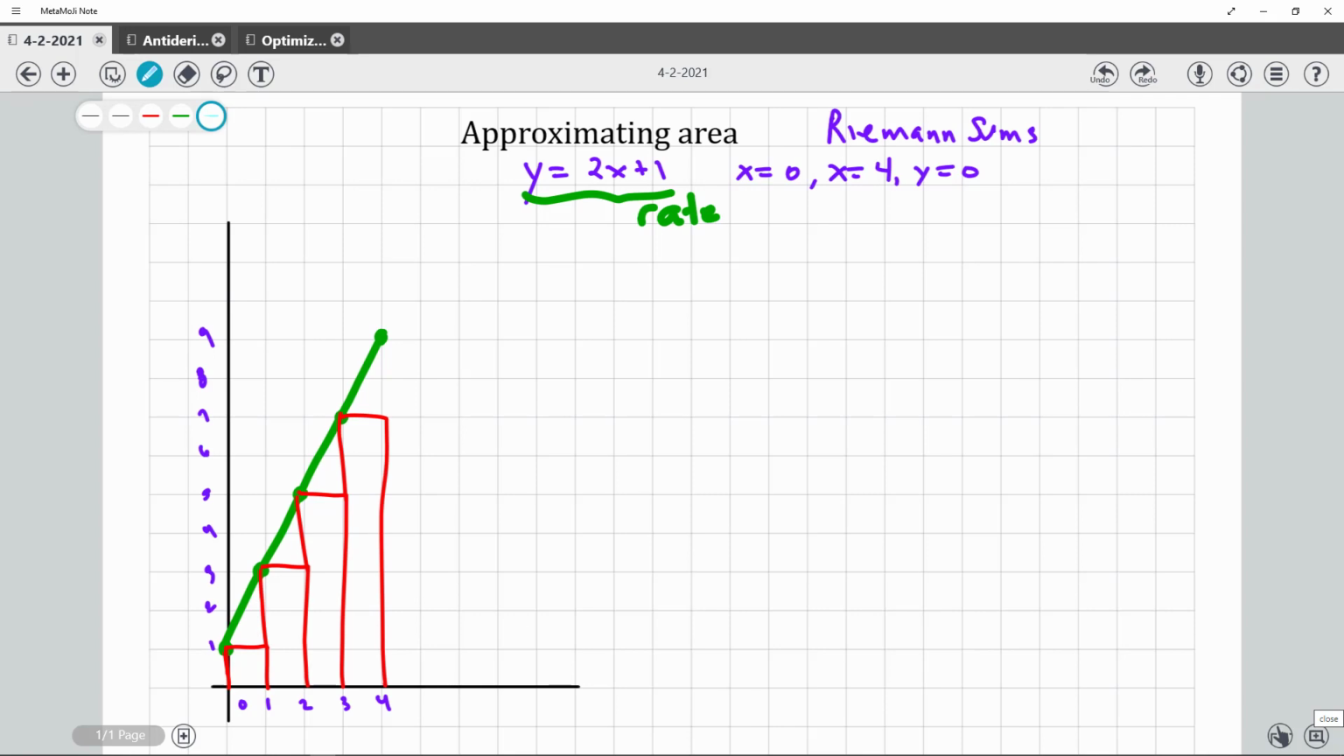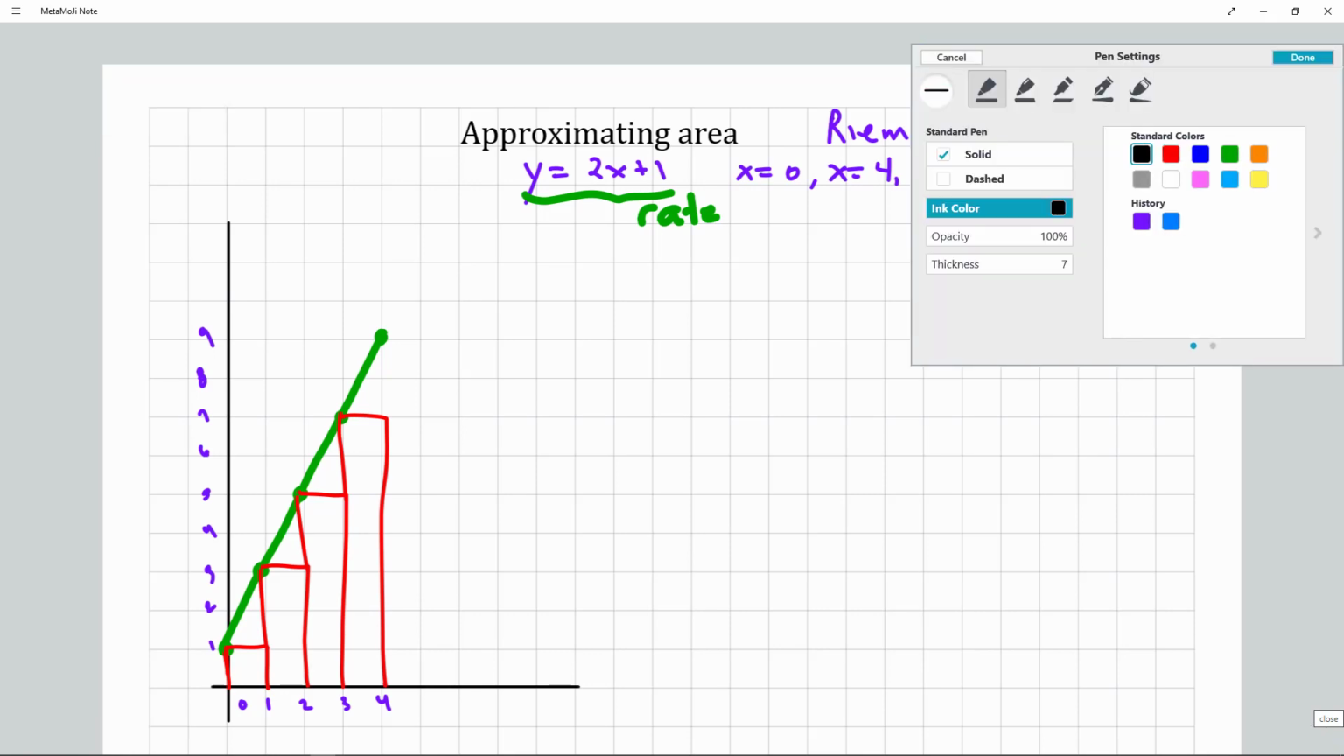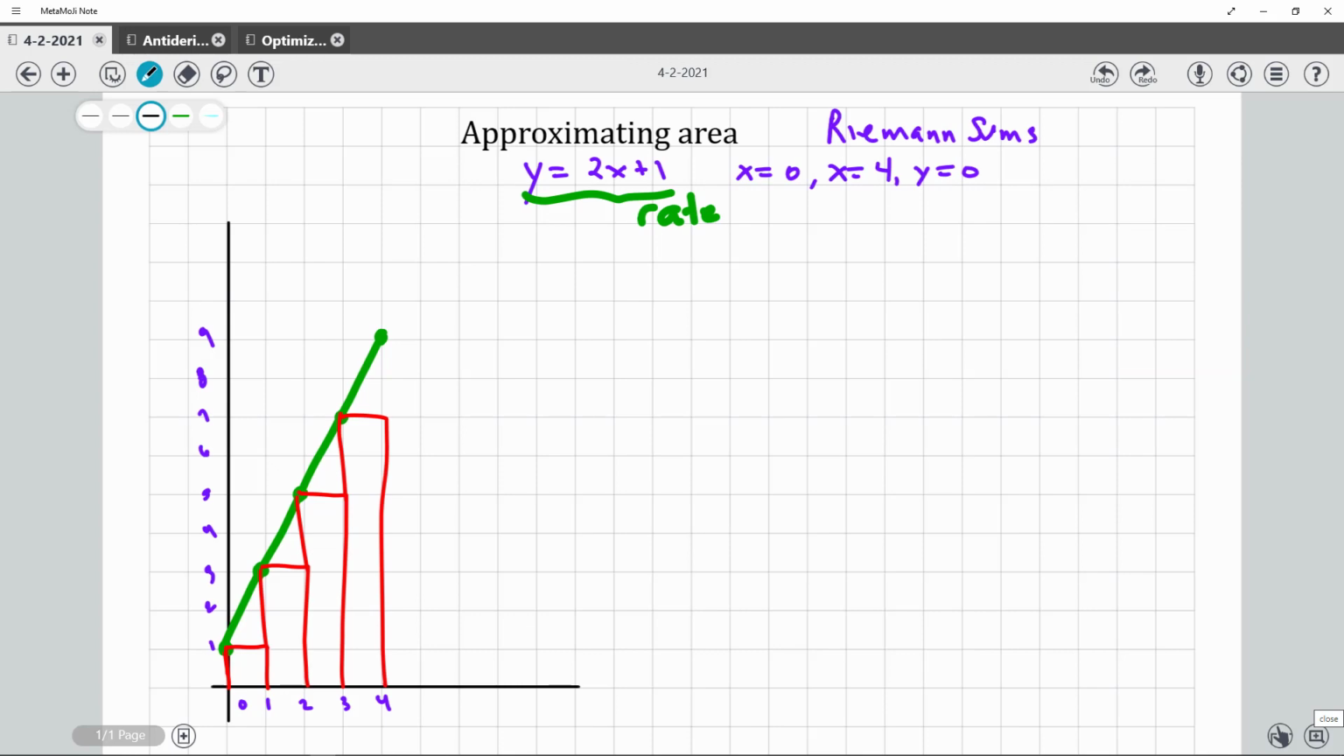If we have a rate, you're going to see later, sometimes you don't even have a function, you just have a table of values. Typically, that's what I will do: I will create a table showing my x values and my y values, so 0, 1; 1, 3; 2, 5; 3, 7; and 4, 9. I'm going to come back to this table in a second.